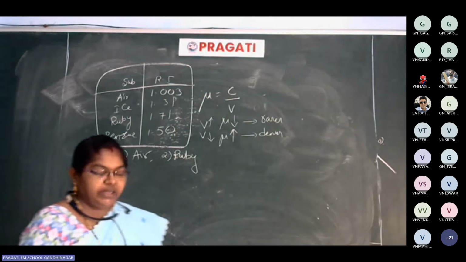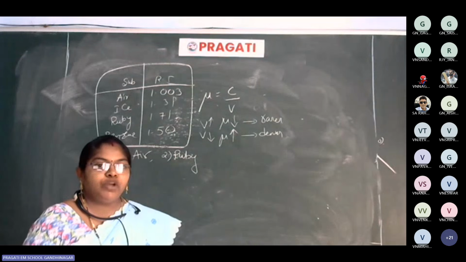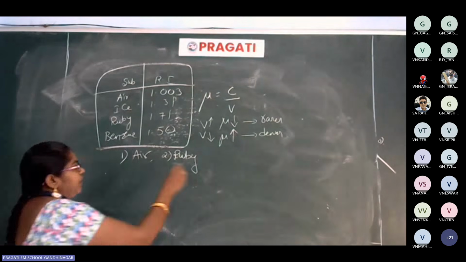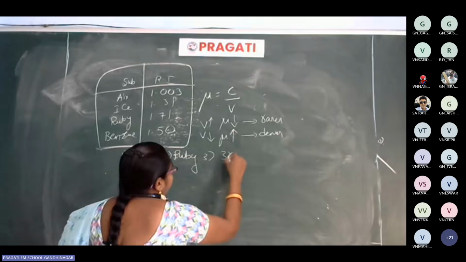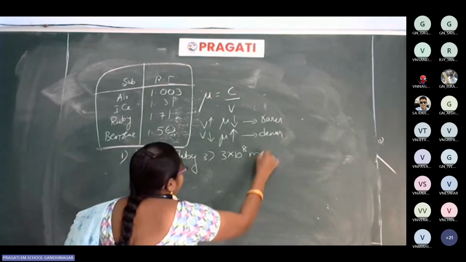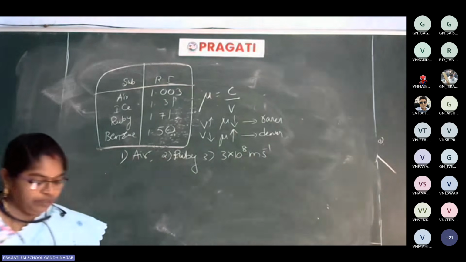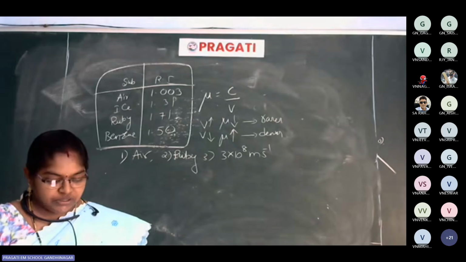What's the speed of light in air? Already I told you that is 3 into 10 power 8 meter per second.